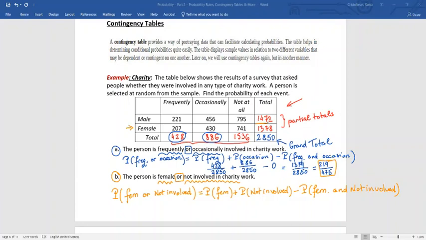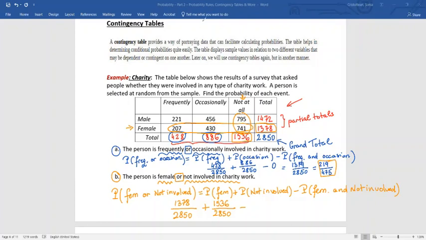I will be looking at the partial total, which is 1,378 divided by the grand total, which is 2,850. Plus, I'll be looking at this column, which is not involved at all. And this is the total number there, which is 1,536 divided by the grand total, and then minus, and then looking at these two columns. Do they have anything in common?